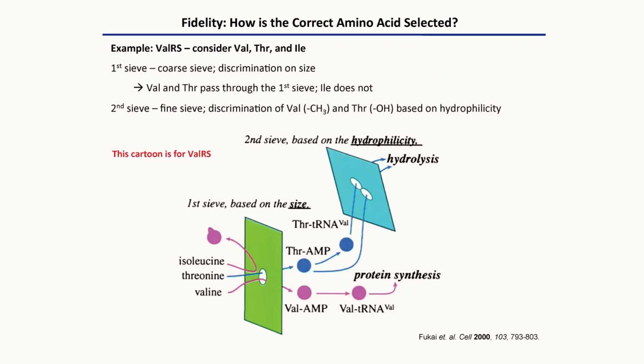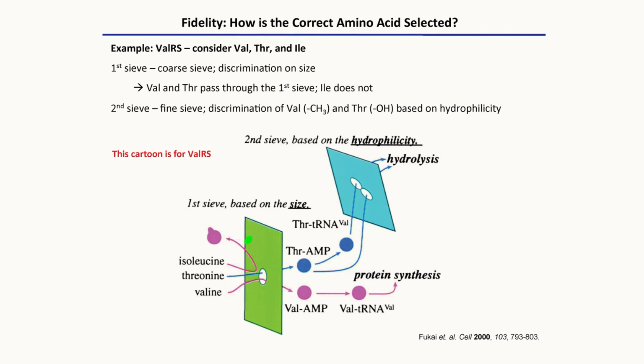Let's just look at another example with a cartoon depiction. So this is for the valine aaRS, and we're going to consider the 3 amino acids here, valine, threonine, and isoleucine. So in green, we have the first sieve, and this is based on size. So what do we see in this cartoon? So threonine and valine make it through, but isoleucine does not. It's rejected right away, so it's never activated.